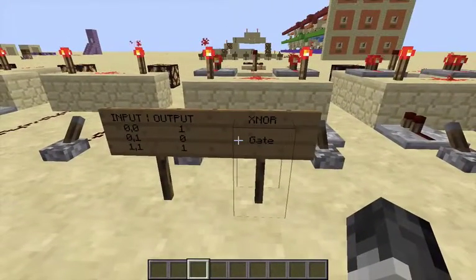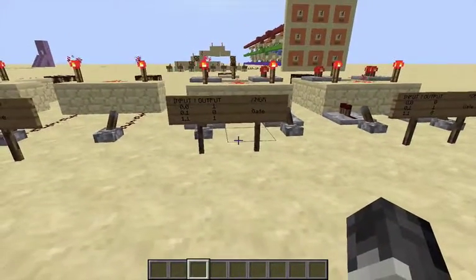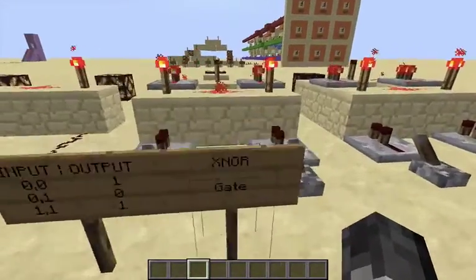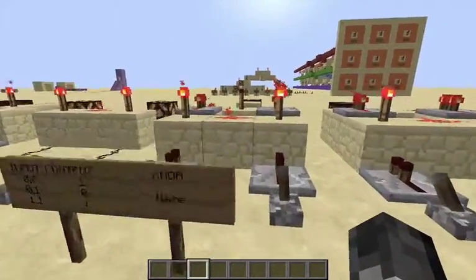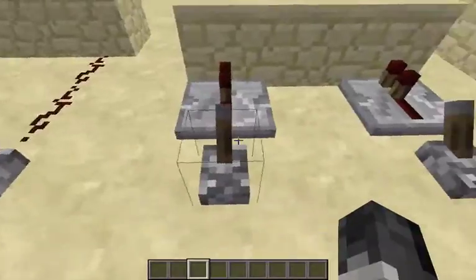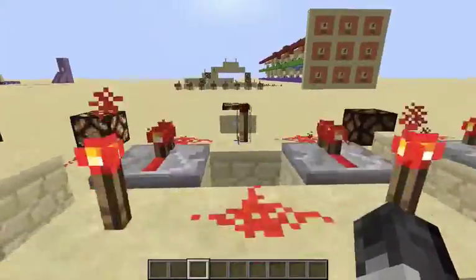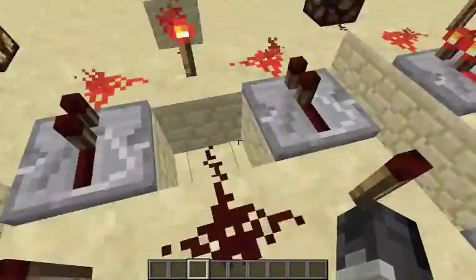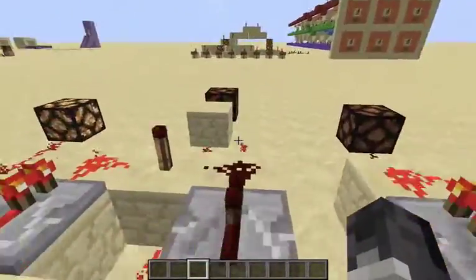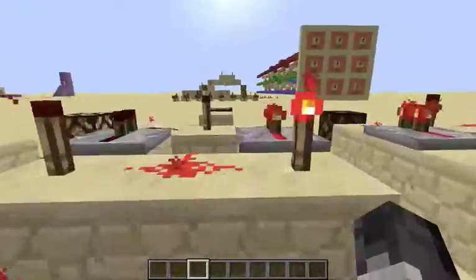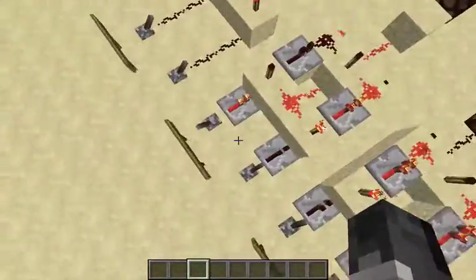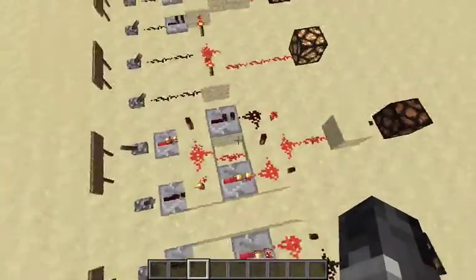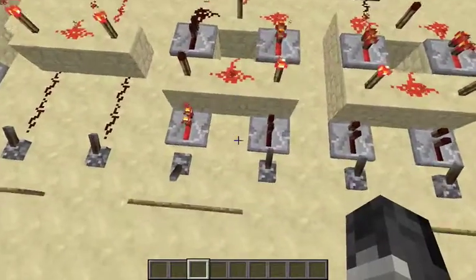The XNOR gate is a very weird gate. It's a very flipped gate. It'll only work when the two inputs are the exact same. So when they're both 0, it's on. When they're both 1, it's on. But when it's one or the other, it will be off. And as you can see, this one's also probably the most complicated and the biggest one.